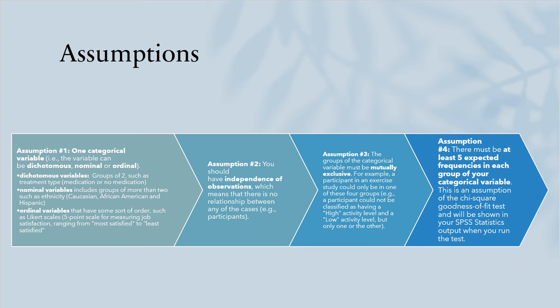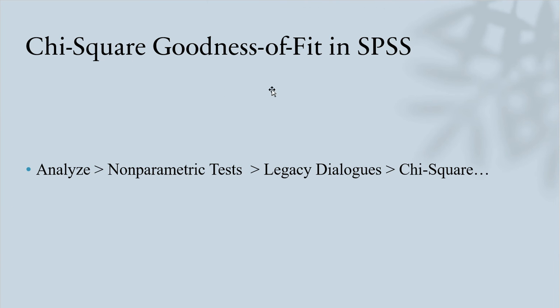And you'll see that when we run the test. It's pretty simple to run it in SPSS. You go to Analyze, Non-Parametric Tests, Legacy Dialogs, and choose Chi-Square. So let's give it a try.